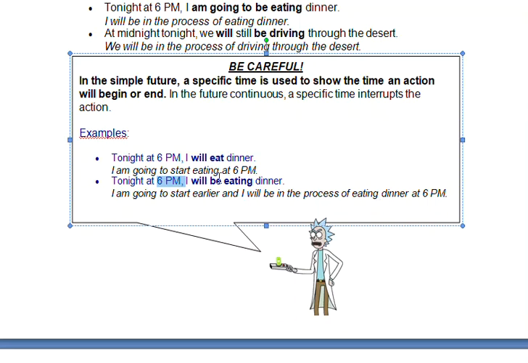¿Ok? Entonces, cuando yo uso el futuro simple, con una expresión de tiempo más específica como 6 p.m., yo indico que a esa hora voy a comenzar una acción. En cambio, cuando lo uso con el futuro continuo, yo indico que a esa hora, at 6 p.m., yo voy a estar en el proceso de cenar, pero ese proceso se inició antes y terminará después.